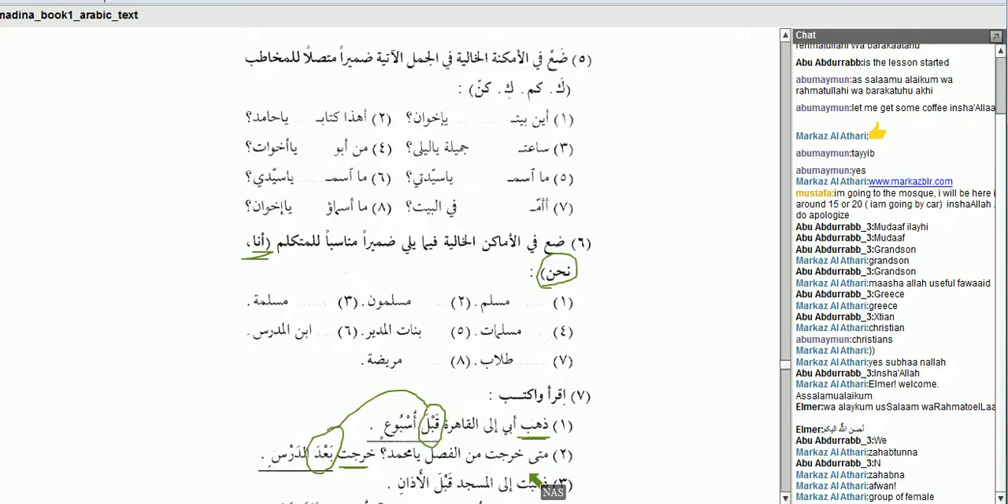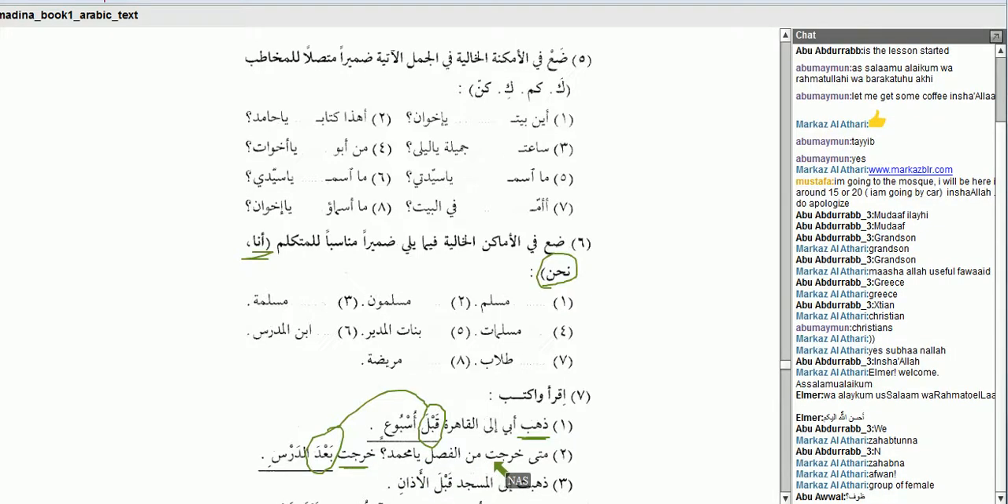Which means when. متى خرجت من الفصل يا محمد? When did you come out of the class, Muhammad? He says خرجت بعد الدرس. You should be able to work this out and decipher it by yourself. Where is it خرجت? And where do I have to understand which part of the sentence takes varying ضمائر? خرجت and خرجت.